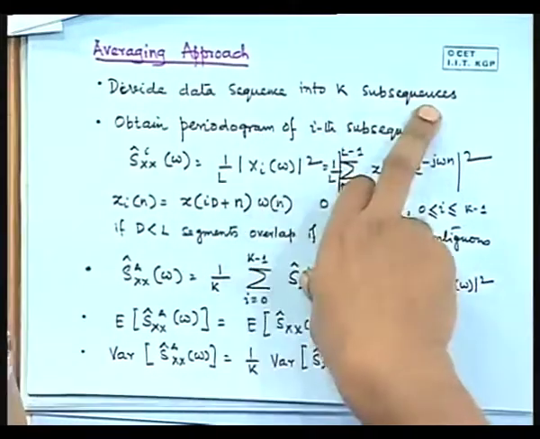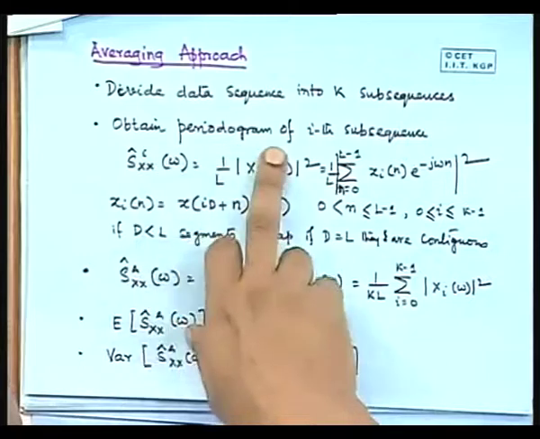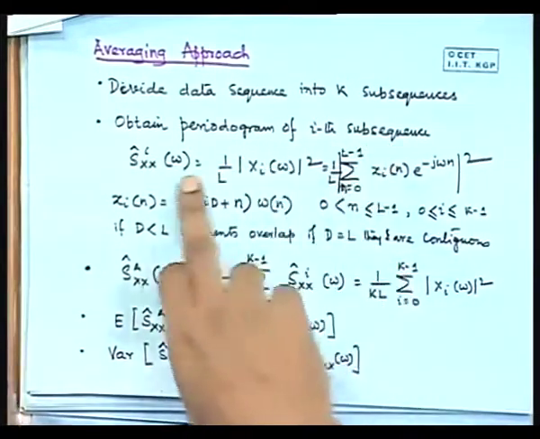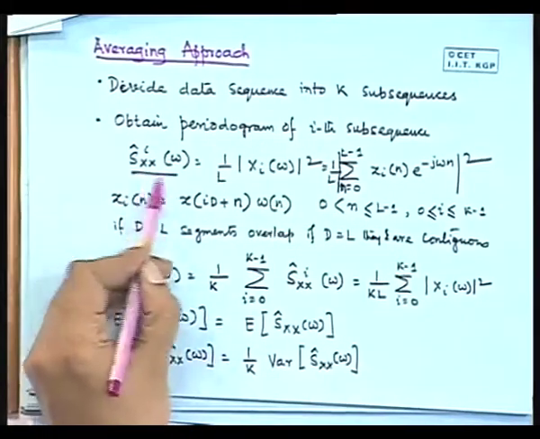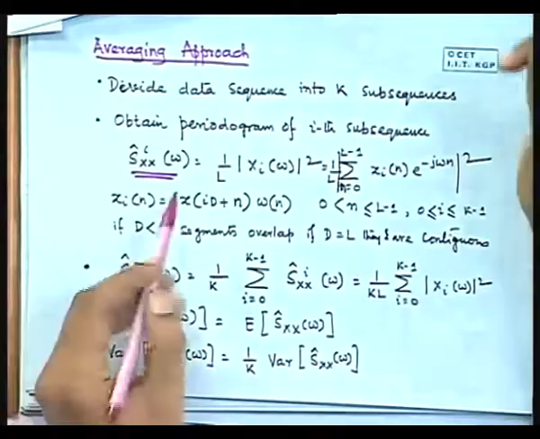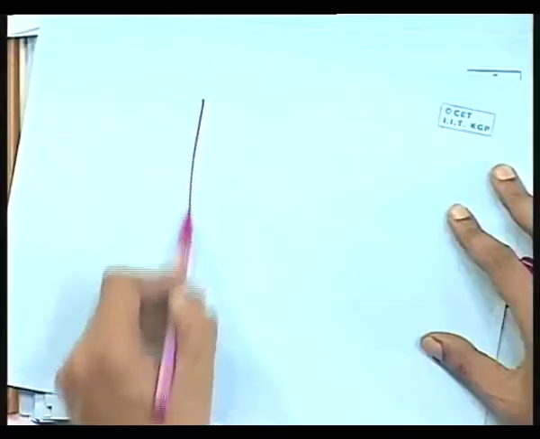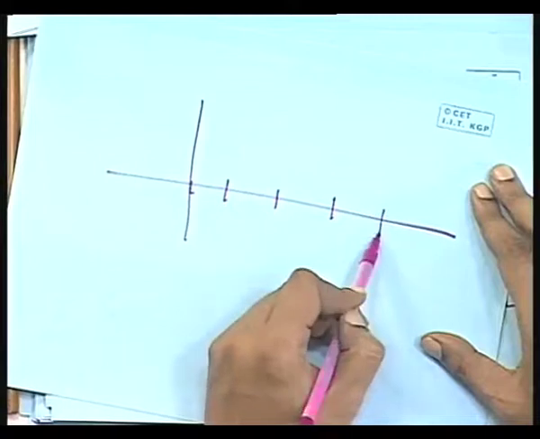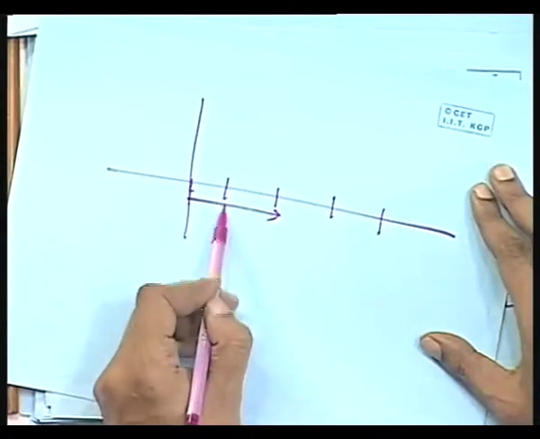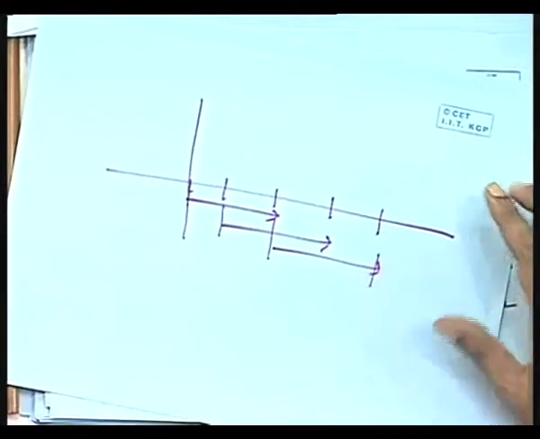So that is the other approach, which says divide the data sequence into k subsequences, obtain the periodogram of the ith subsequence, and so you can calculate this. Now these can be overlapped also. It's not that they have to be chopped, as I first said. They could be chopped or they could be overlapping. You can also do it in an overlap manner. If you have a large amount of data, then you can chop it. If you don't have too much data, then you can use these two, then these two, then these two. You can also do that.